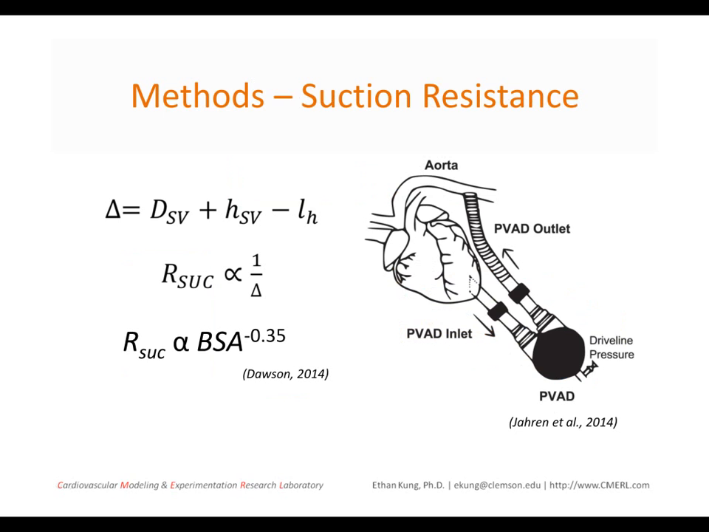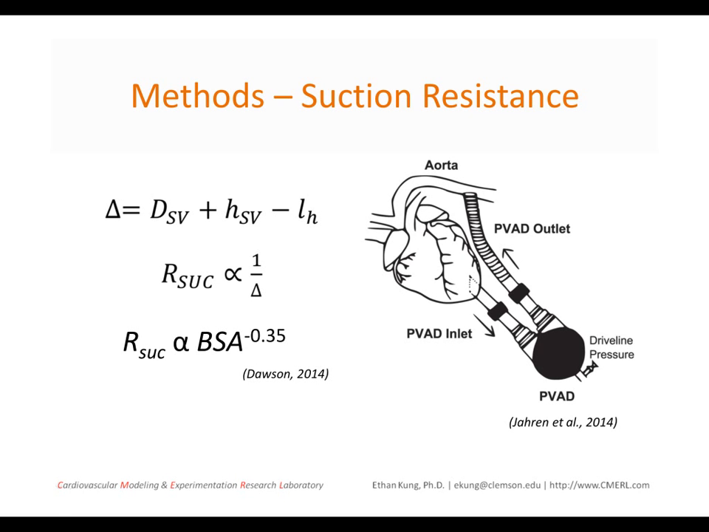An important aspect to consider in the model is the flow resistance resulting from the inflow cannula suction, which can collapse the ventricle. This suction resistance is inversely related to the distance between the cannula head and the opposing ventricular wall. This distance, which we call the squeeze factor, is represented here by the delta sign.